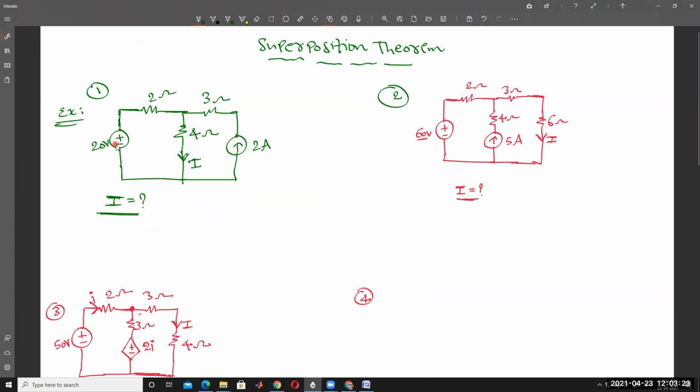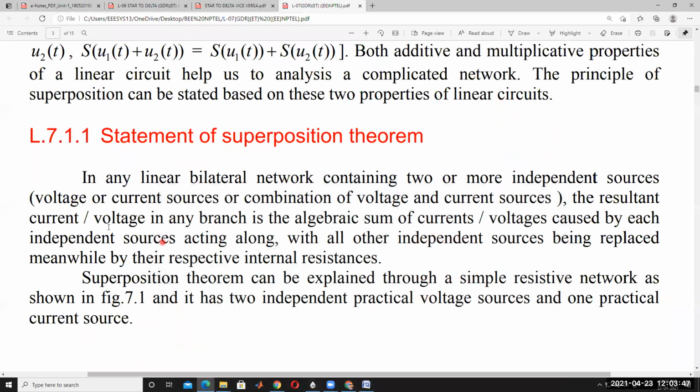First activate this source and deactivate this source and find the current I, that is called I1. Similarly, activate this source and deactivate this source and find current I, that is called I2. Use voltage division rule, current division rule, node analysis or mesh analysis to find current I. The resultant total current is I1 plus I2. So that is the superposition theorem. The response is caused by each source, whether voltage or current.